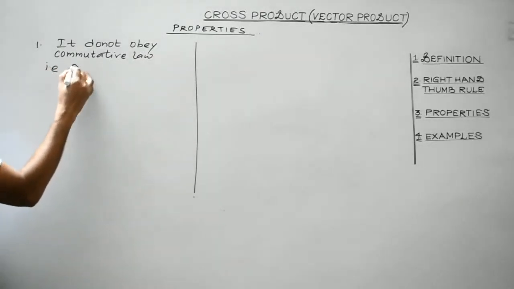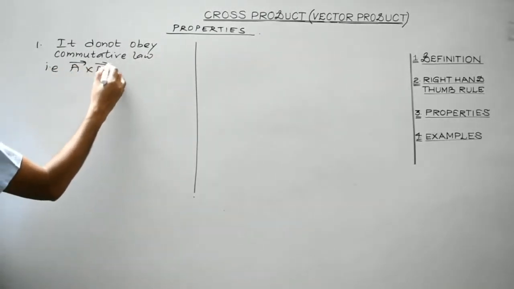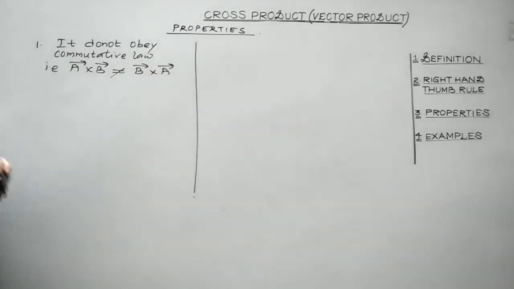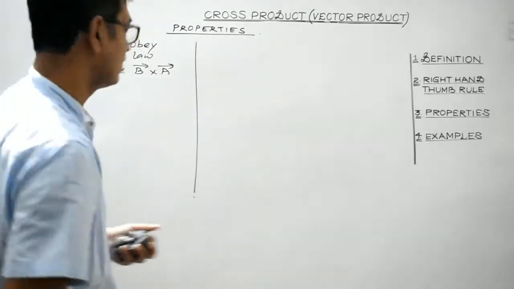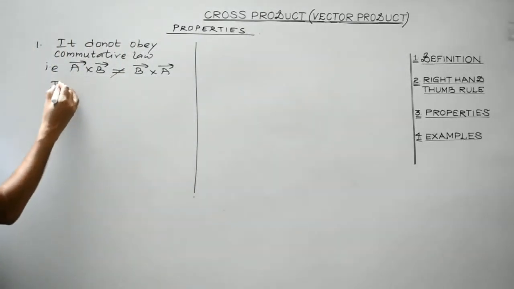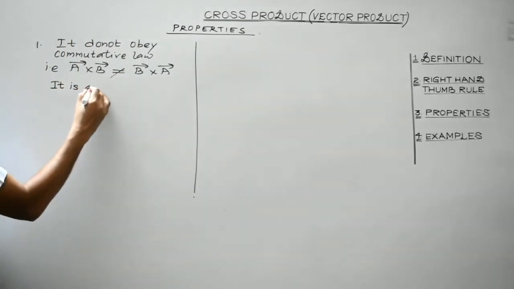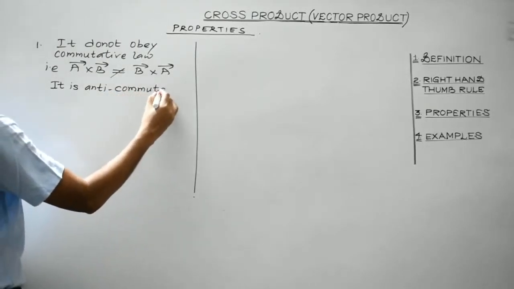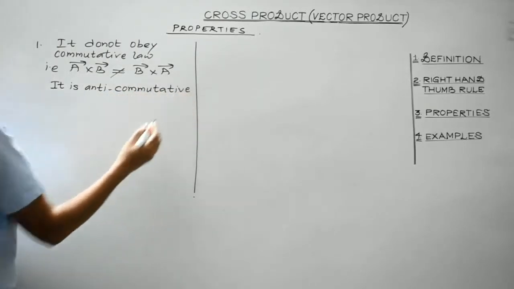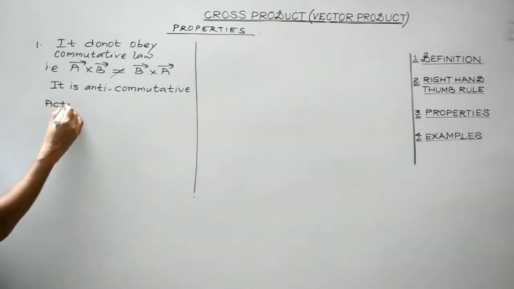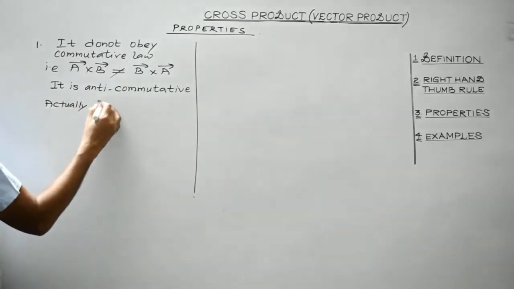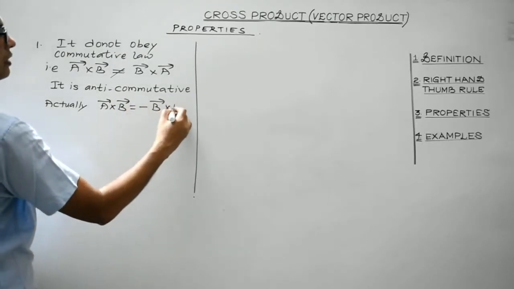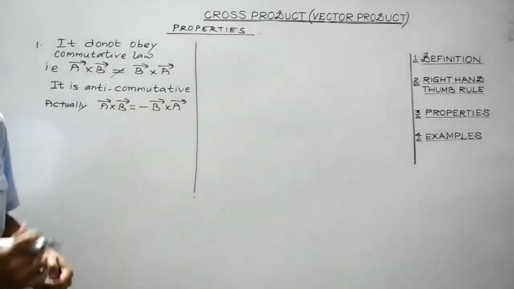That is, A vector cross B vector is not equal to B vector cross A vector. So actually it is anti-commutative. So vector product is anti-commutative. So actually just now we have proved A vector cross B vector is equal to minus B vector cross A vector.